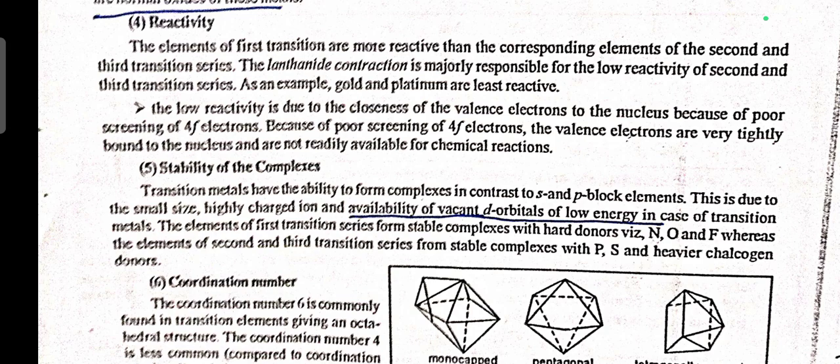Now, fifth is the stability of the complexes. Transition metals have the ability to form complexes, in contrast to s and p block elements. This is due to the small size, highly charged ions, and availability of vacant d orbitals of low energy. The elements of first transition series form stable complexes with hard donors such as nitrogen, oxygen, and fluorine, whereas the elements of second and third transition series form stable complexes with phosphorus and sulfur and heavy chalcogen donors.